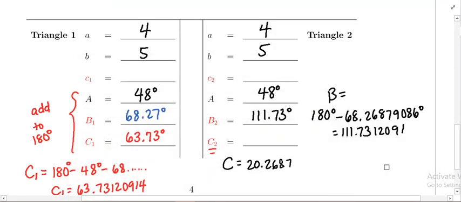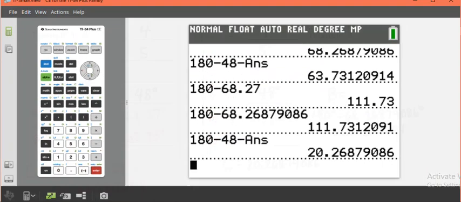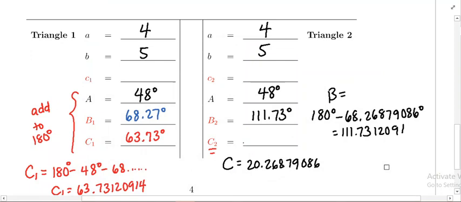It's 20.26879086. Again, I'm keeping these digits because when we go back and try to figure out side lengths, we're going to need them. All right, so I'm going to go ahead and round angle C to 20.27. That's in degrees. That's the angle there. These guys add to 180 as well.